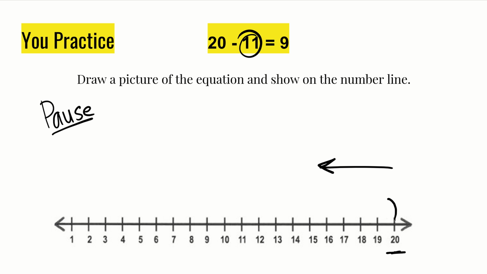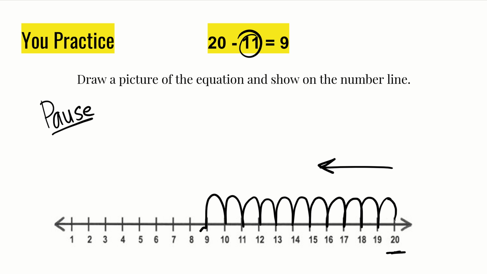Okay, so here we go. We're starting at 20. Let's do 11 hops backwards. 1, 2, 3, 4, 5, 6, 7, 8, 9, 10, 11. And then I circle the number I land on, and I know that 20 minus 11 is 9. Excellent work, first graders.